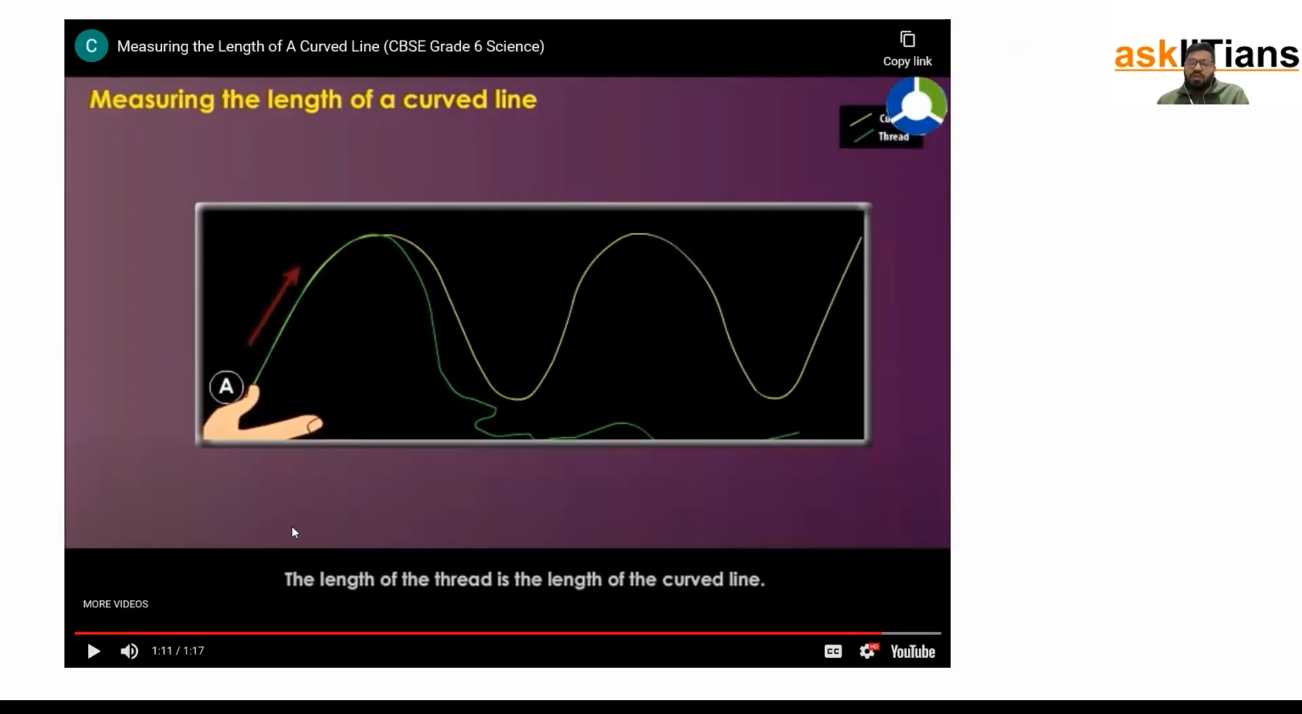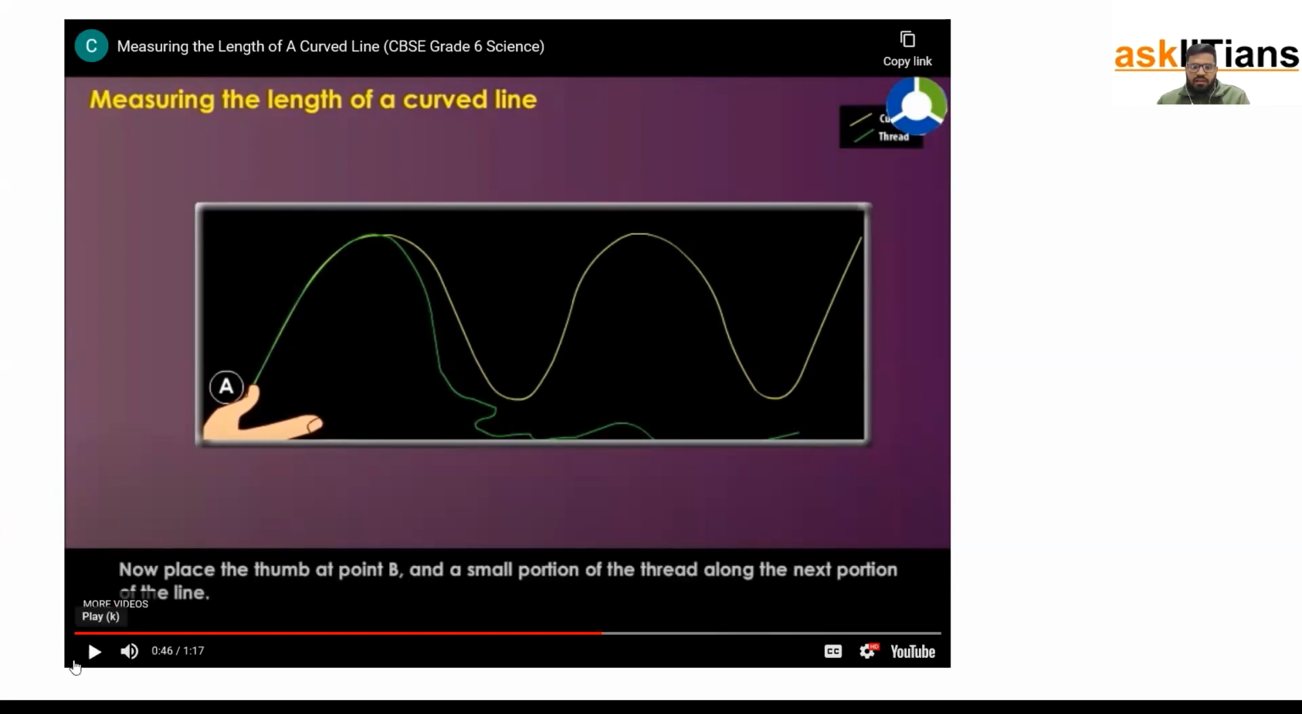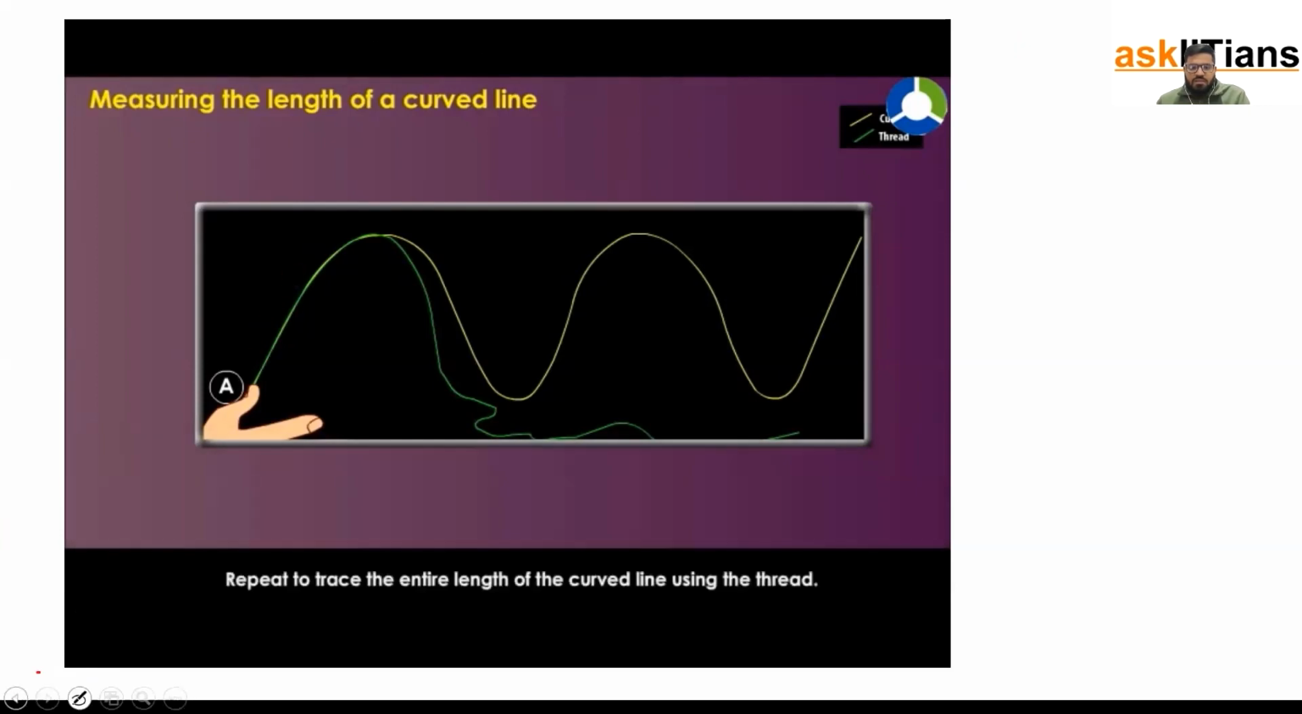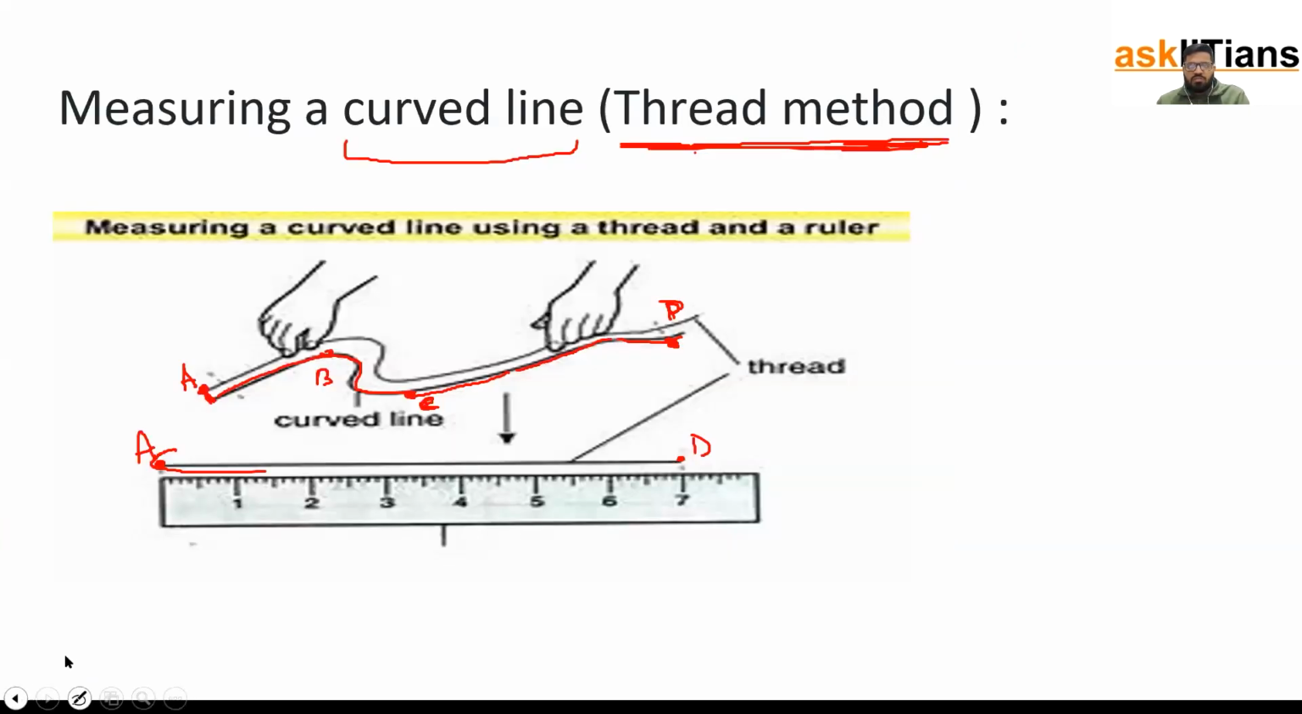So whatever length you are getting of a thread on the meter scale will give you the length of that curved line. So now I hope this is clear how to measure the length correctly. Yes or no? I think this is clear now how to measure the length correctly. So I hope this is clear what we have done. We have seen how to measure length correctly.